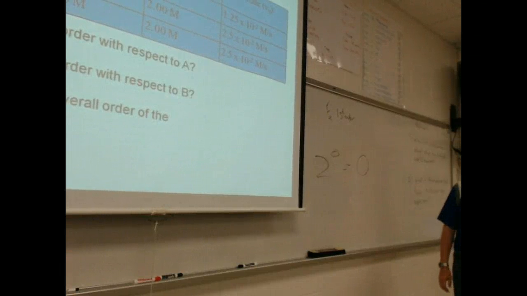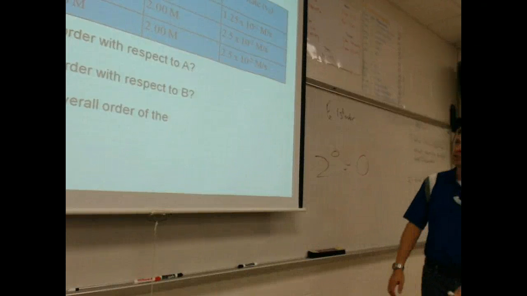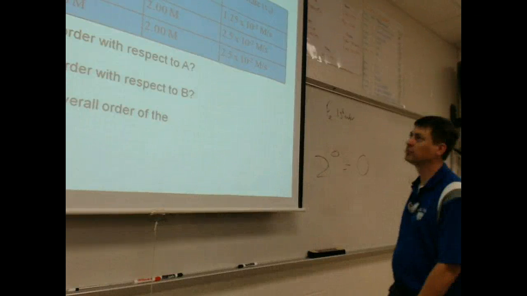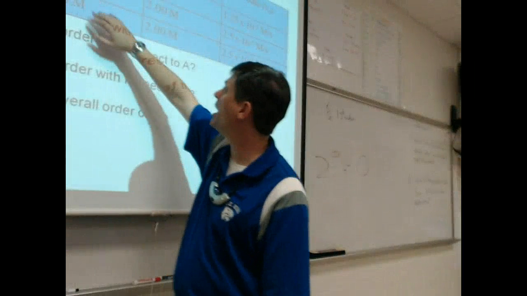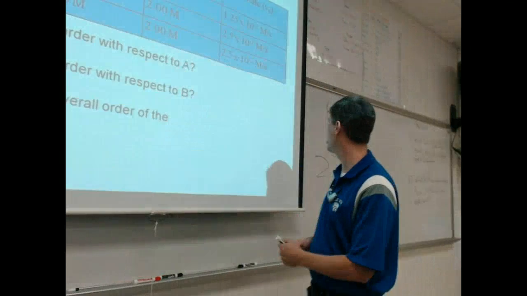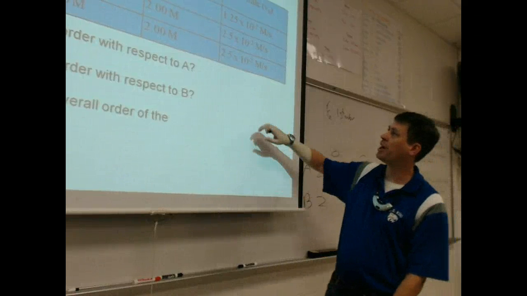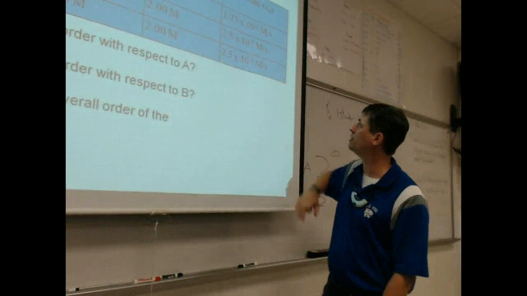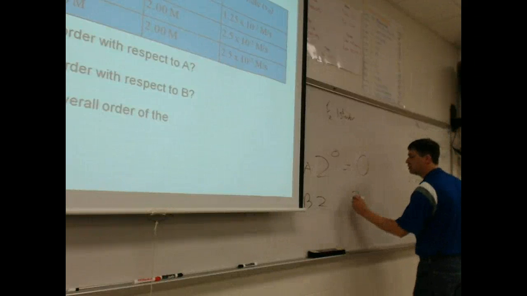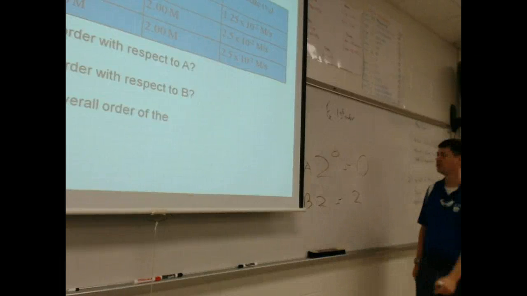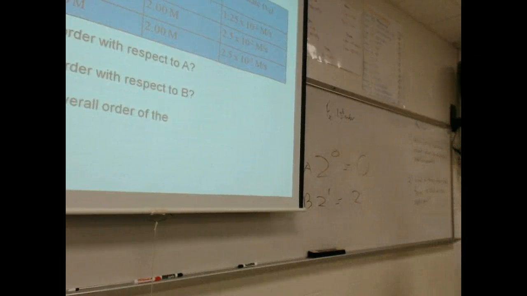What trials do we want to look at for the other one? 1 and 2, because A is constant. So here we double the concentration of B. What happens to the rate between 1 and 2? It doubles. So that's first order with respect to B. What's the overall order of the reaction? It's first order overall.